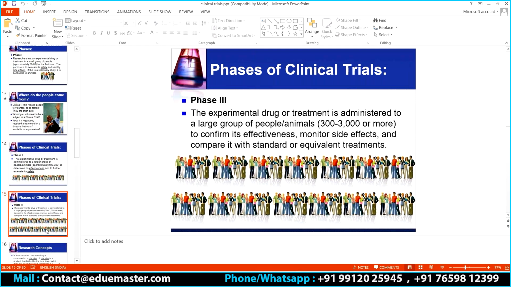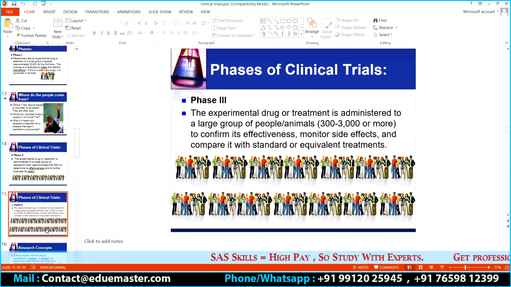Now, the phase 3, right? When it comes to phase 3, we are going to expand the range a lot. I can say that it is going to be a minimum of 10 to 15 times your phase 2, right? We expand our range from 300 to 3,000 people. Here, the major objective is to find the effectiveness, right? I'm checking the effectiveness compared with standard or equivalent treatments.